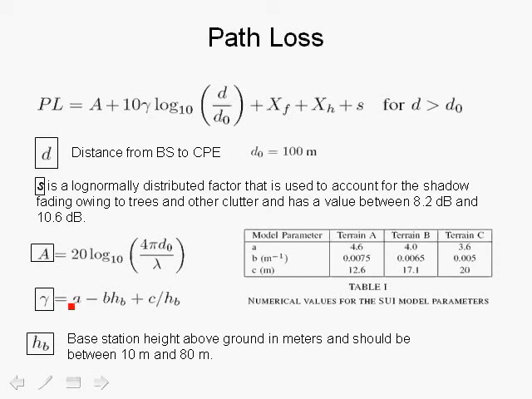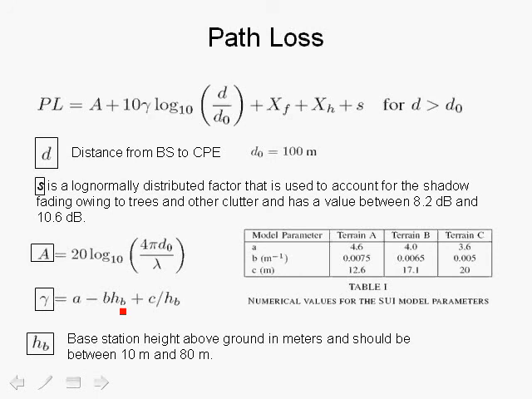As we see here, for gamma, the larger the value of gamma, the more the path loss. So for example, we see that for terrain A, we got a 0.6 dB more loss than the case for terrain B, and for terrain C, there's about a dB difference between the two.